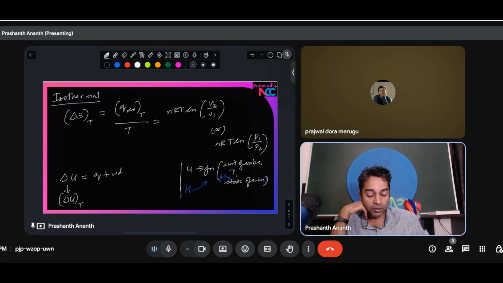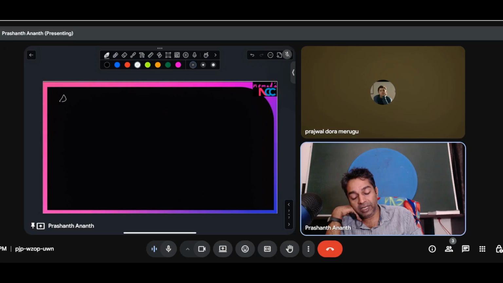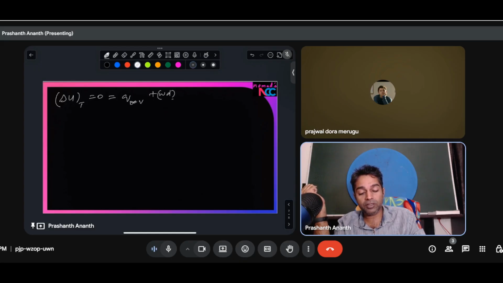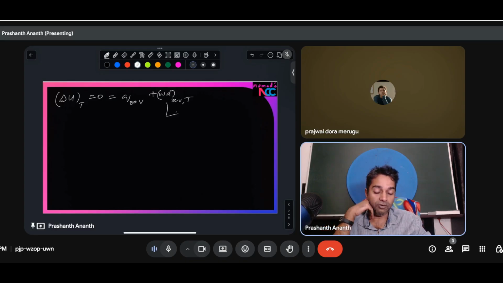So delta U at a constant temperature is simply going to be 0, which means 0 equals Q plus work done. Meaning, for a constant temperature process, delta U is 0, equal to Q plus work done. If I take a reversible process, it will be Q reversible plus work done reversible isothermal. This is something we know. Work done reversible isothermal, we have calculated it as, you're familiar with this formula, na? nRT ln of V2 by V1.